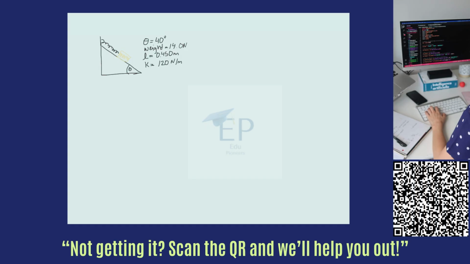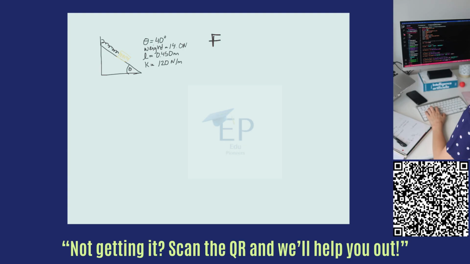So this problem is looking at a block that is attached to a spring on a frictionless inclined plane. And we are being asked how far from the top of the plane the equilibrium point for the block is going to be. So we need to take a couple of equations into consideration. We're going to be dealing with the force here.